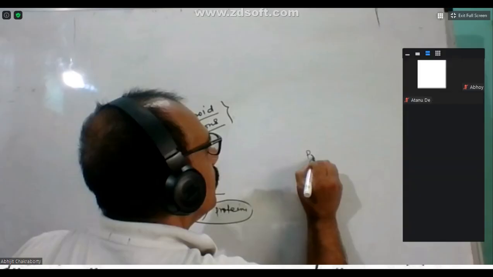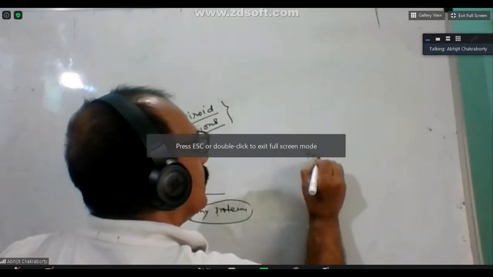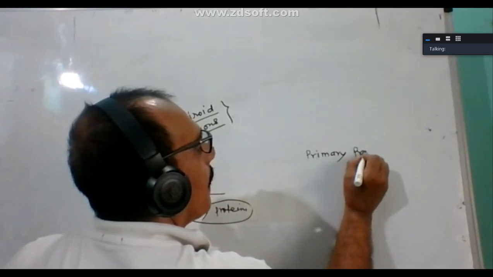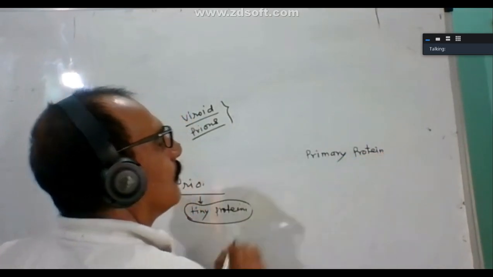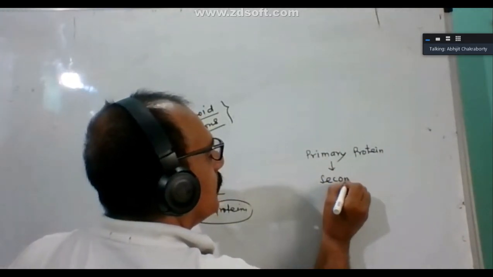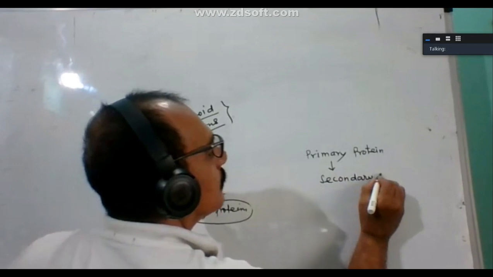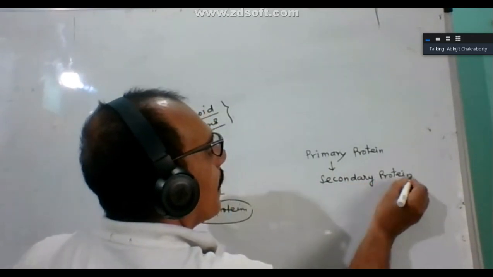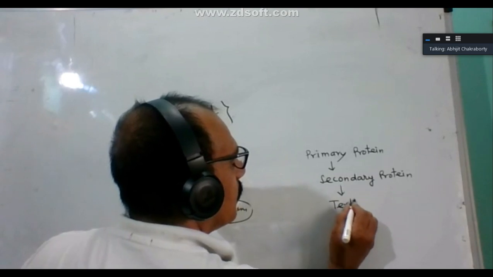Synthesized is called primary protein. Then comes the secondary protein. Then comes the tertiary protein.